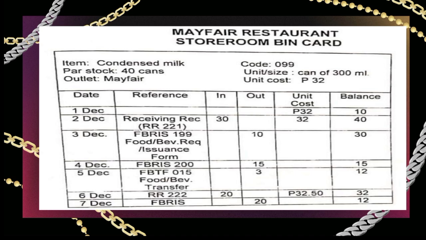Enter the entries consecutively. Maintain the record by filling up one row for every transaction as follows: date, reference number, unit cost, quantity delivered or issued. The balance is the result of adding the deliveries and subtracting the issues from the previous balance. When a card is full, assign a new card and forward the balance from the last card to the new card.